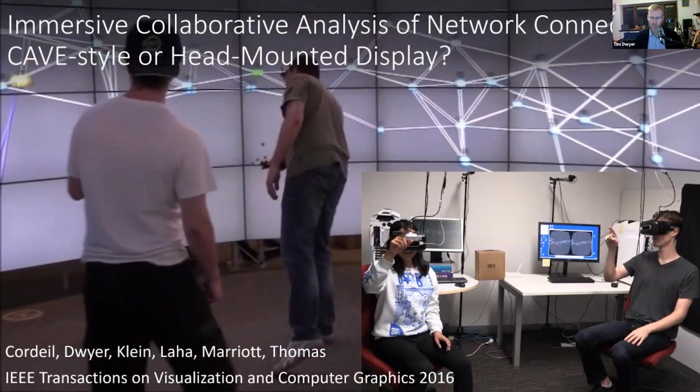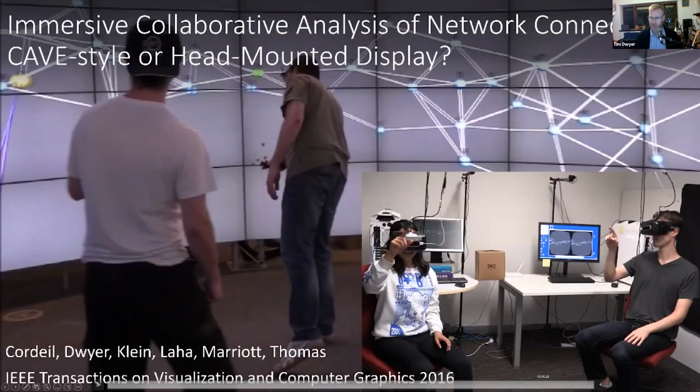So around 2015, we were still trying to figure out what to do with this Cave 2. And we had our Oculus Rift developer kits that look quite clunky now, although modern VR headsets are still quite similar. We were interested in understanding which was better for collaborative network visualization: this $2 million Cave 2, or an Oculus Rift setup with 2 Oculus Rifts and a couple of PCs for a few $1,000s. And the results were quite interesting.